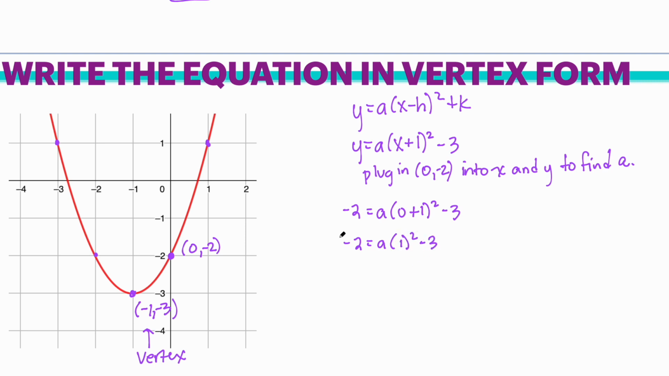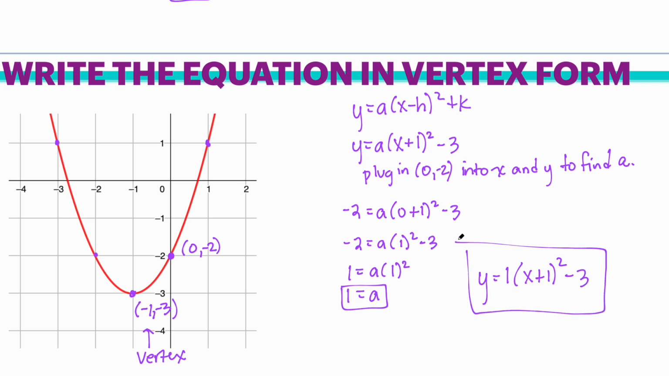I'm going to go ahead and add 3 to both sides. So when I add 3, I'll get a times 1 squared. And 1 squared is just 1, and 1 times a is just a. So now I know a equals 1. So I'm going to just plug it into here. So I'll get 1 times (x plus 1) squared minus 3 for my final answer.